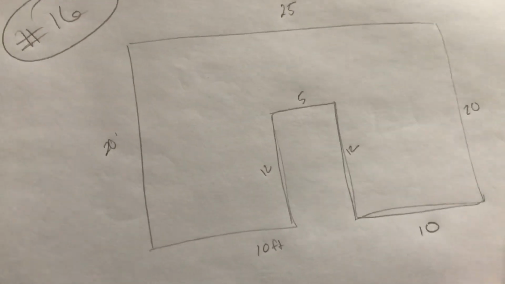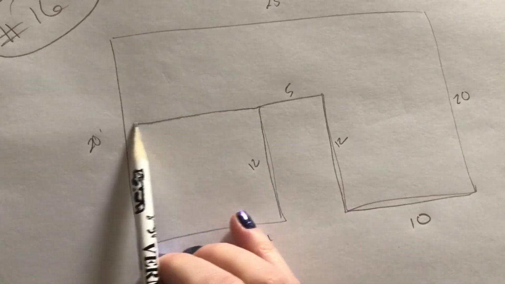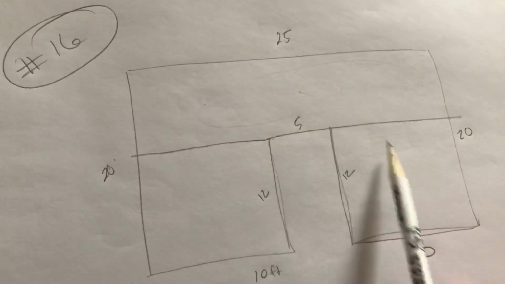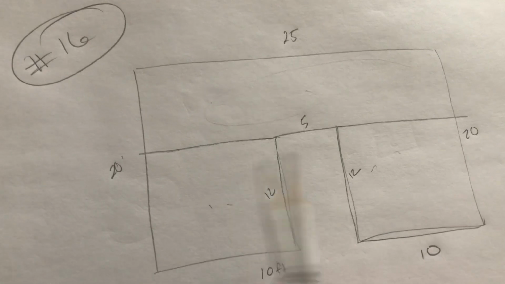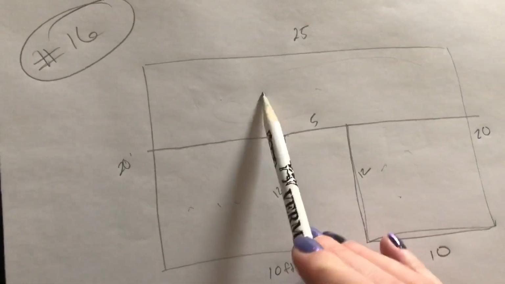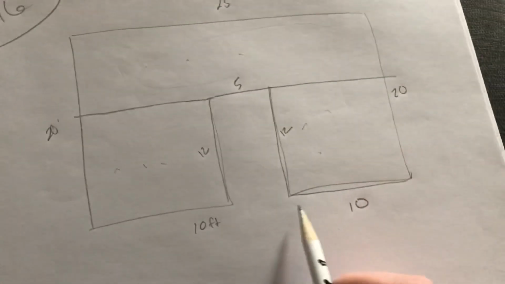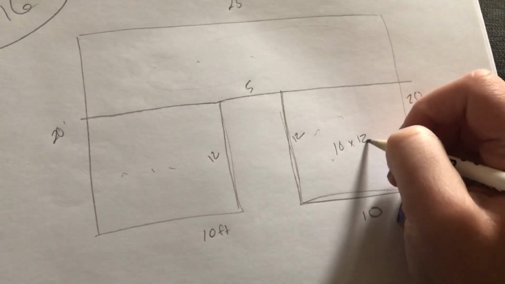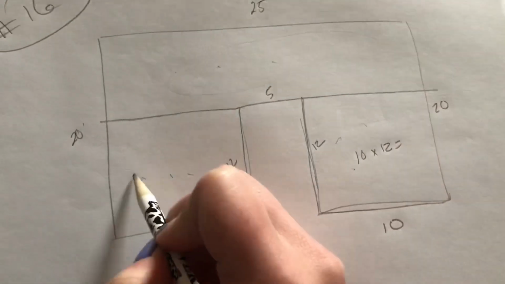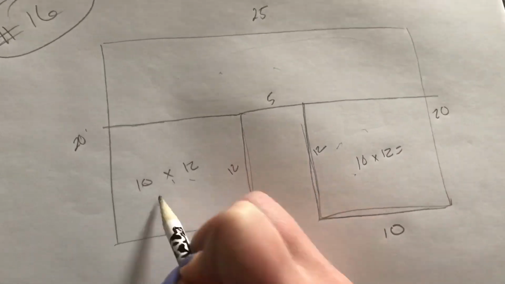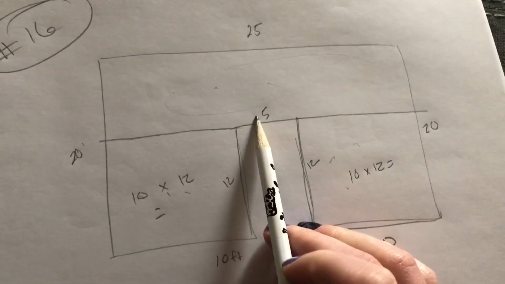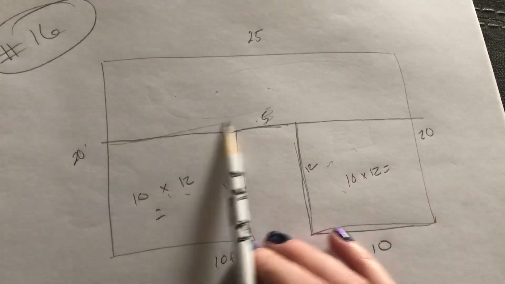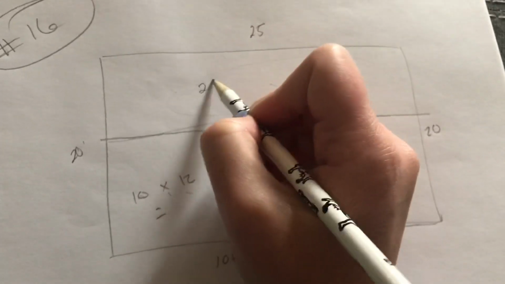Now, an easy way to do that is to cut it right across here and right across here. So now I have this rectangle and I have these two squares. So I can do base times height, base times height, base times height. So I have 10 times 12 here. I have the same thing here, 10 times 12. And then here, this 5 doesn't really help me because it's just a small piece. I want this entire length, so that's 25.